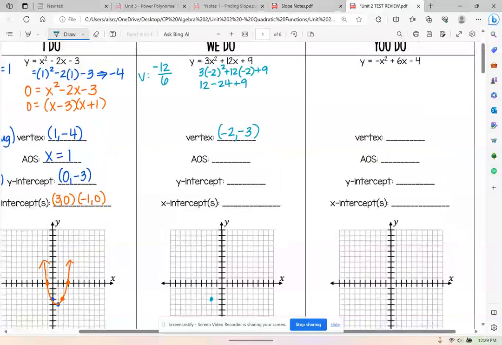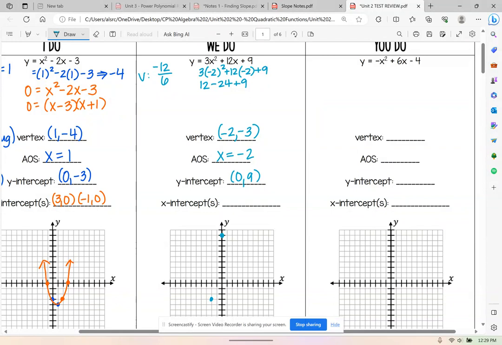Axis of symmetry. What is it? Careful. X equals negative 2. Don't lose points on that. Don't forget that x equals, okay? Y-intercept. 0 what? 0, 9. Always 0, comma C.